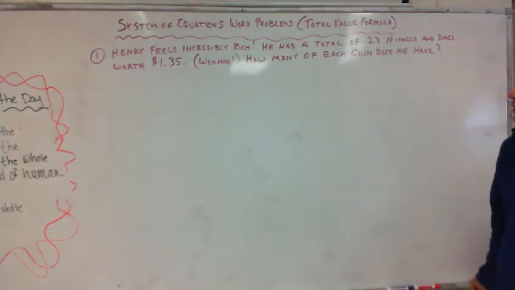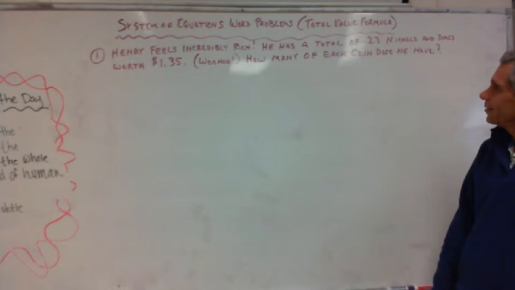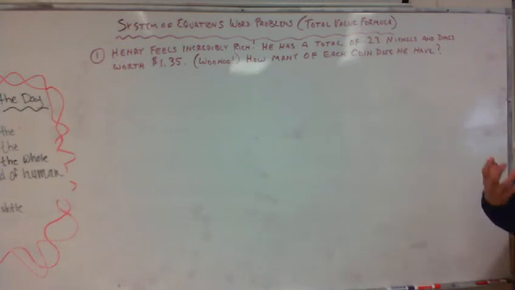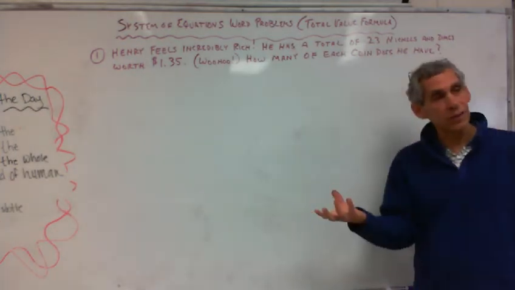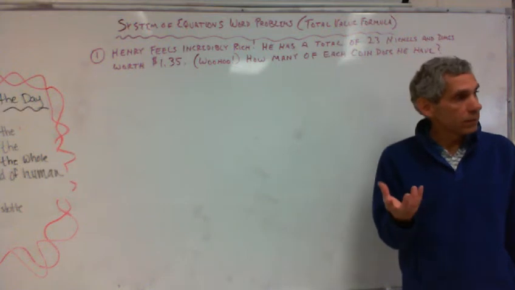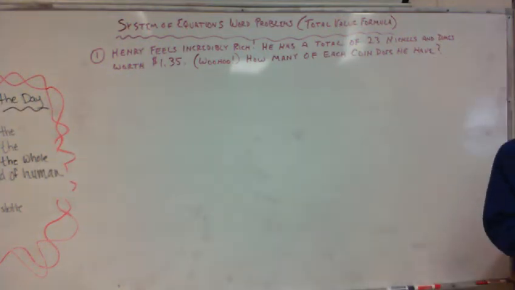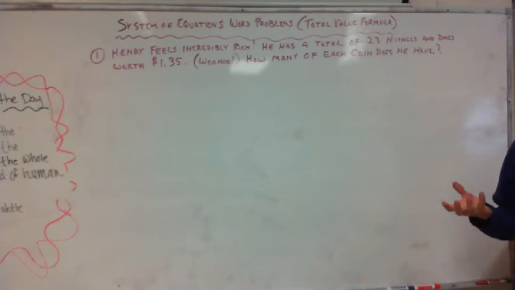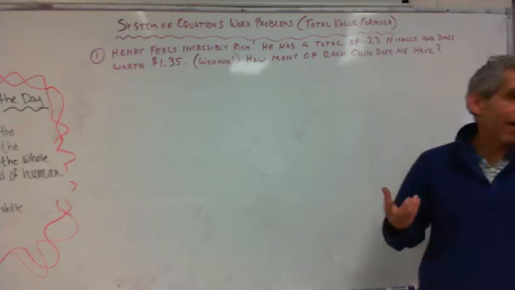The question says, Henry feels incredibly rich. He has a total of 23 nickels and dimes. That does not mean 23 nickels and 23 dimes. It means a total of 23 coins made up of nickels and dimes, okay? And they are worth $1.35. Woohoo! How many of each coin does he have?